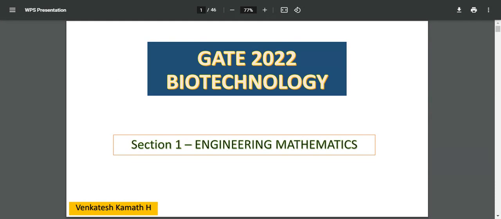In today's session, I will discuss with regard to calculus part, that is specifically integration, mainly focusing on the Laplace transforms, then the numerical methods and some problems, strategies that you can adopt to solve the problem under these topics. In tomorrow's session, I will speak about statistical methods.